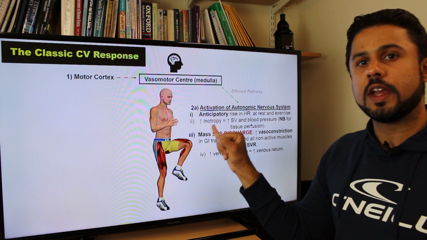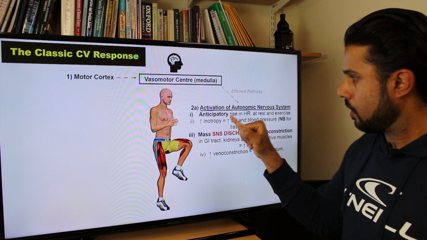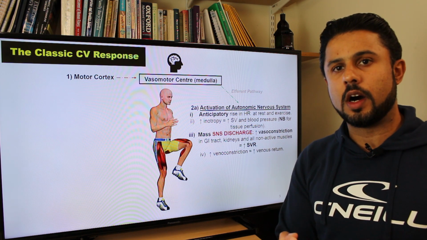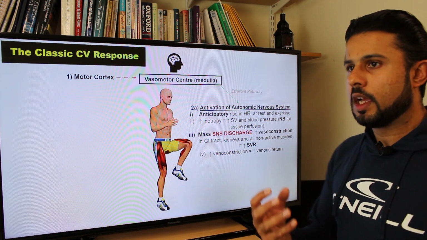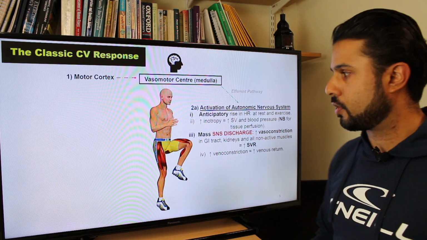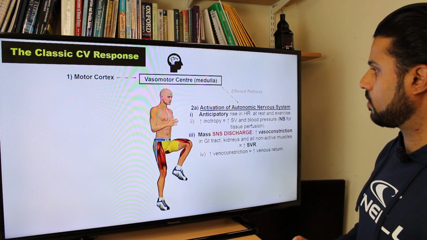You're also going to have increased inotropy. Inotropy is basically the contractile force of the heart, okay? So it's how strong or how forceful the contraction of the ventricles is to eject blood to the rest of the body, particularly the tissues.